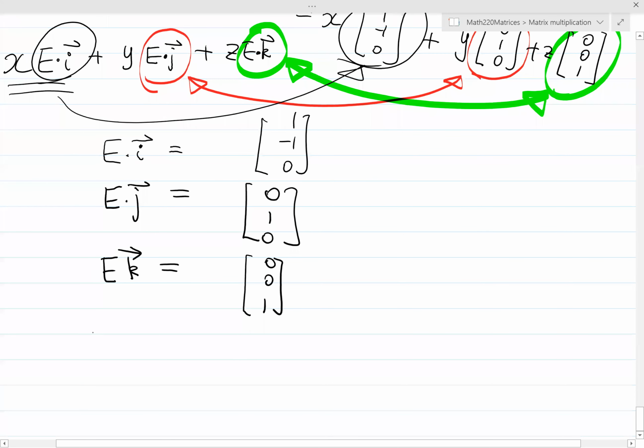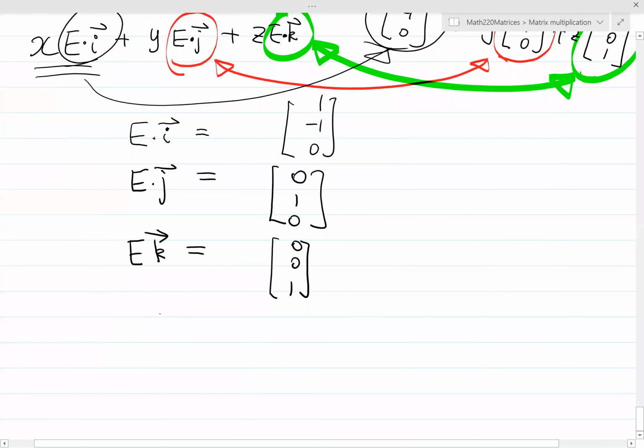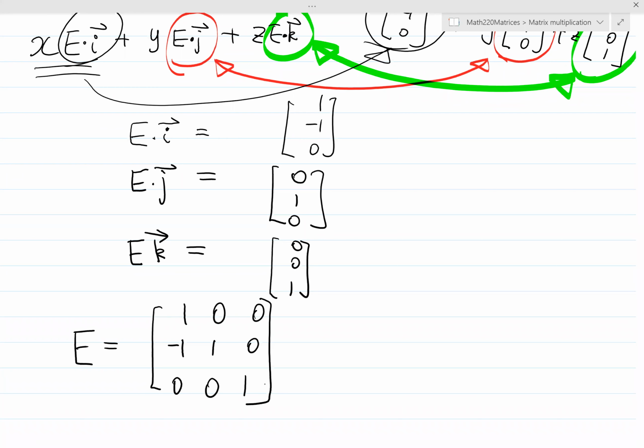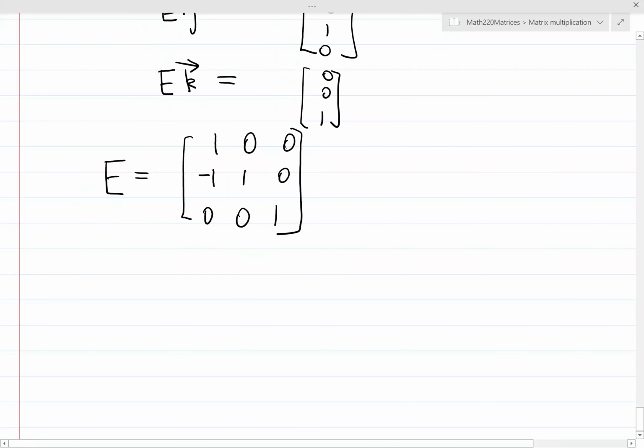So we can write the matrix E with the first column as the output of i, (1, -1, 0). The second column is E of j, so we get (0, 1, 0). The third column, we get (0, 0, 1). Okay, then we're done. More examples.